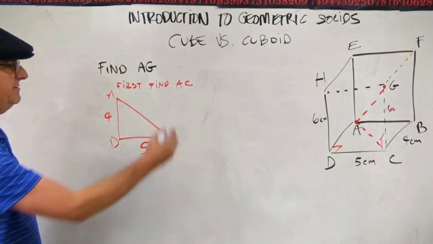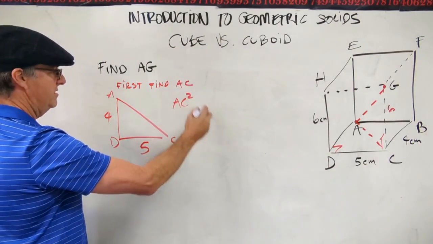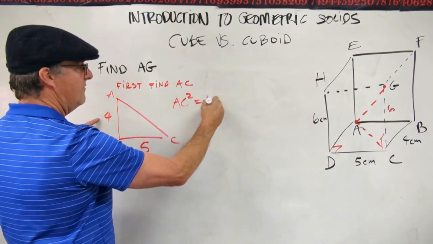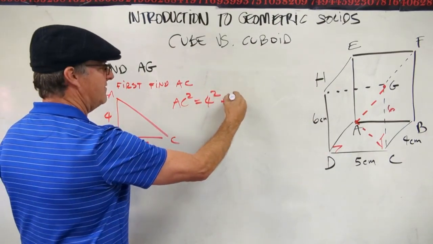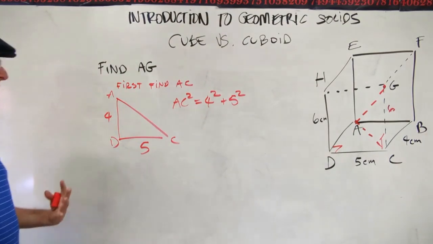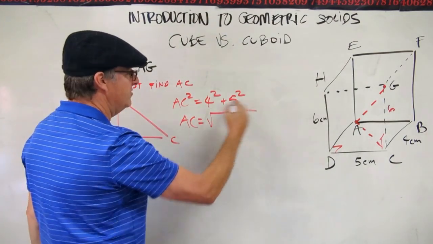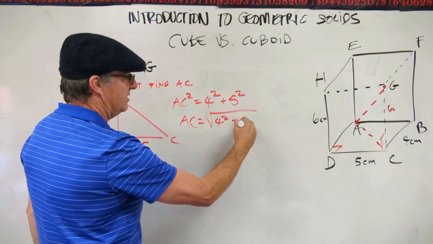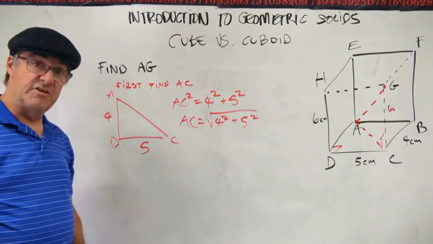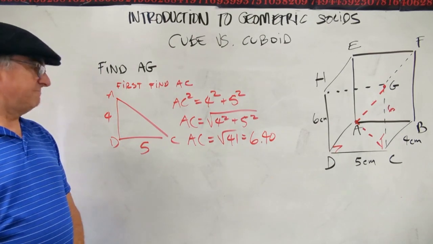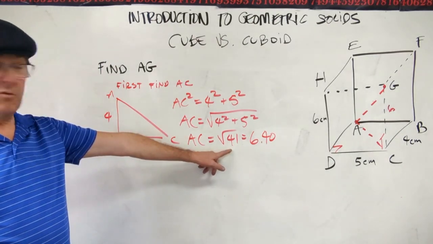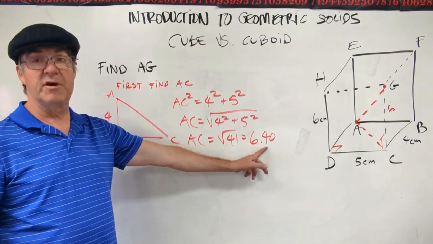And so AC squared is going to equal 4 squared plus 5 squared. Do you see that? I'm just using Pythagorean theorem. So then AC itself is going to be the square root of 4 squared plus 5 squared. Go ahead, pause the video, do that calc. All right, let's see how you did. I ended up with AC equaling root 41, which is approximately 6.40.